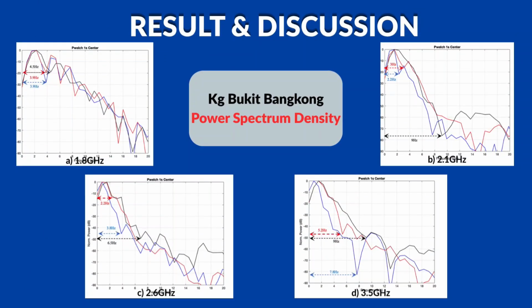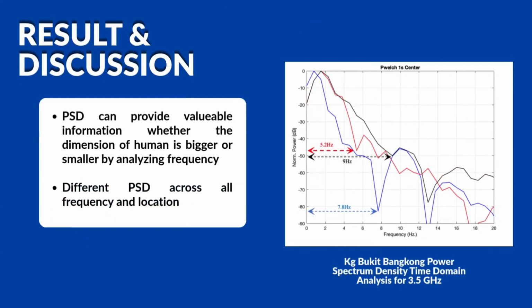This is the result of power spectral density at Kampong Bukit Bangkong with 4 different frequencies. PSD varies across different frequencies and locations, providing valuable information to distinguish between larger and smaller human dimensions.